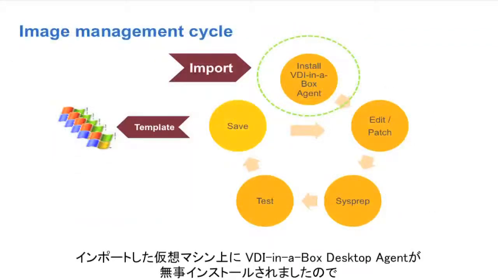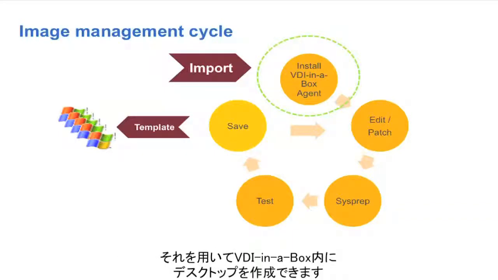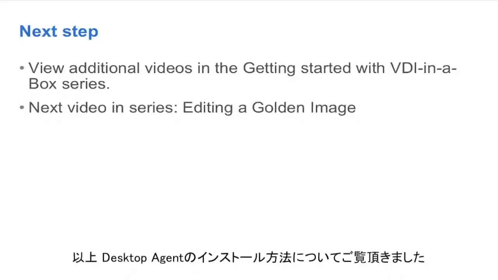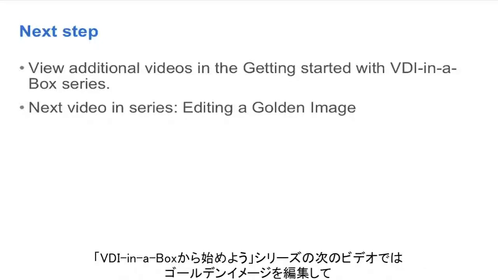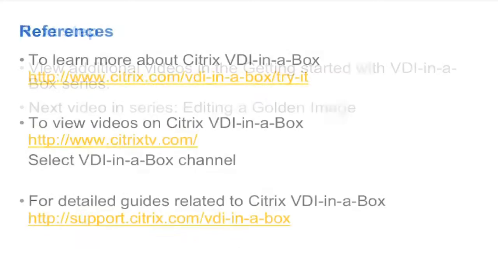Now that we have successfully installed the VDI-in-a-Box desktop agent on our imported virtual machine, we are ready to prepare a golden image by editing the image, sysprepping it, testing it, and saving it as a published image, from which we can generate desktops in VDI-in-a-Box. This concludes this video on installing the desktop agent. The next video in the Getting Started with VDI-in-a-Box series will cover editing a golden image to install applications or patches that you wish to deploy to your users' virtual desktops.